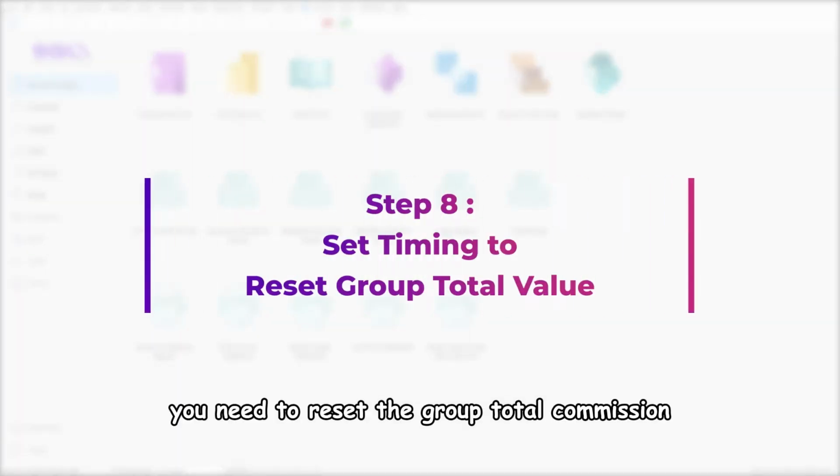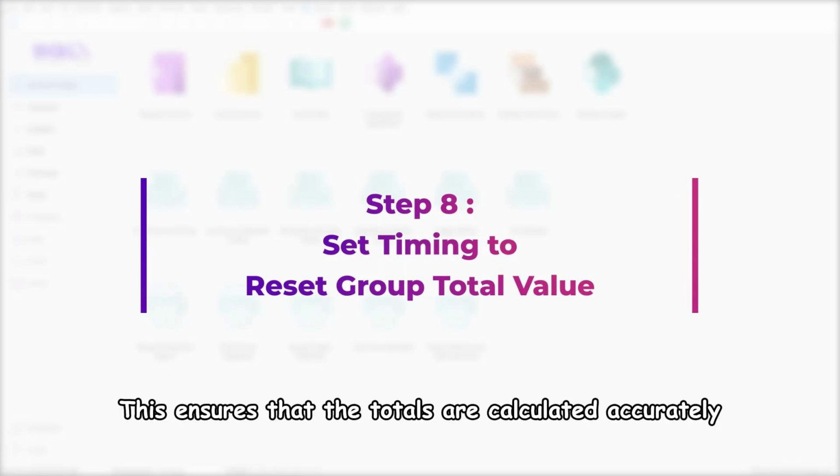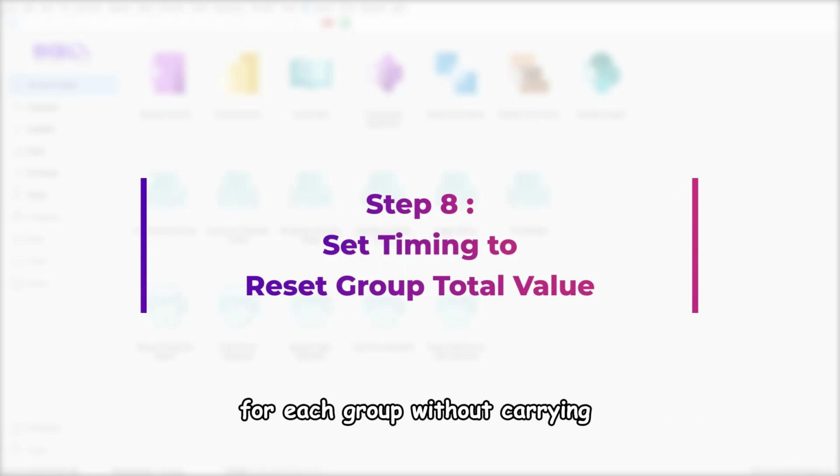Moving forward, you need to reset the group total commission starting with 0. This ensures that the totals are calculated accurately for each group without carrying over values from previous groups.